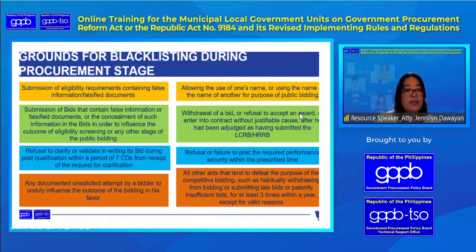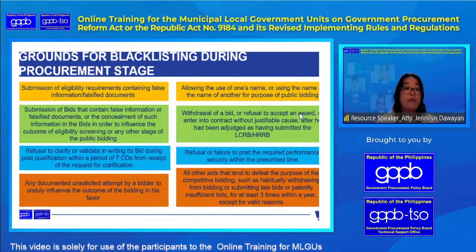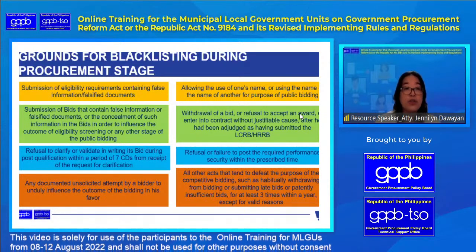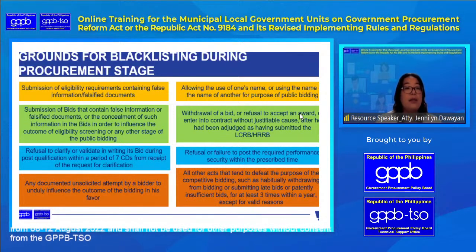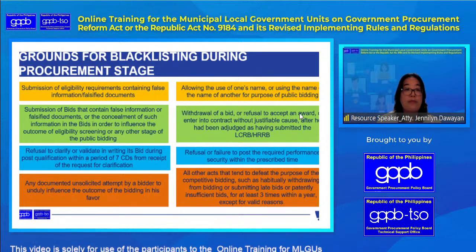The fifth one is the refusal to clarify or validate in writing its bid during post-qualification. So part of the functions of the procurement organization, usually the technical working group, is to conduct PQ, no? And when they conduct PQ, nagka-clarify tayo in writing, but then the bidder refuses to heed the request for clarification within 7 days. So yan din, no?